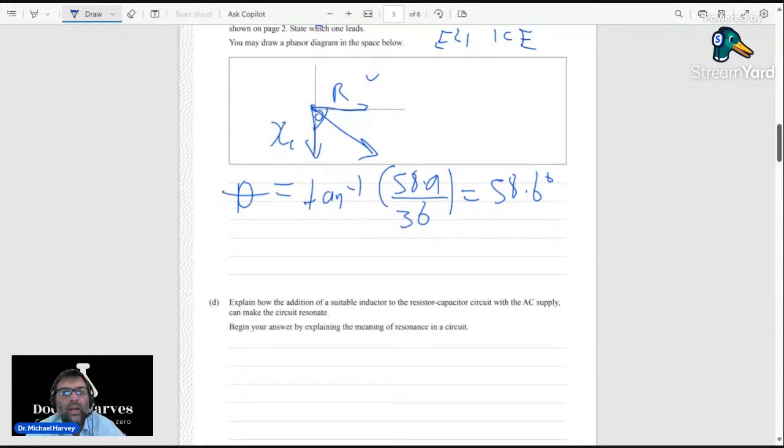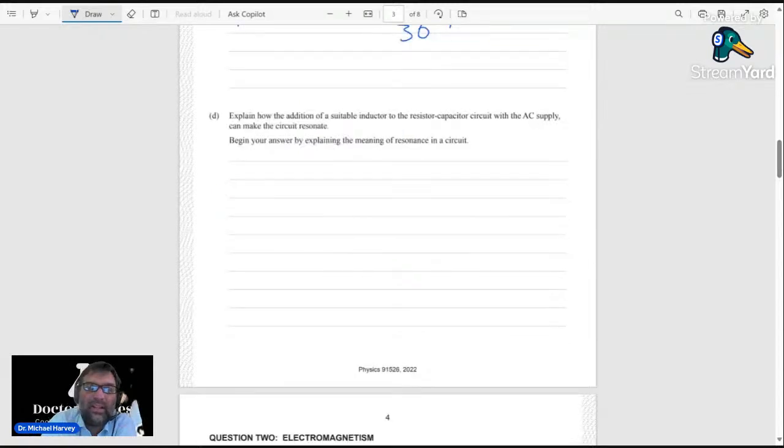Oh, there we go. Explain, suitable inductor. We've already mentioned it, so we've got capacitors to start off with. Explain how the addition of a suitable inductor to the resistor capacitor circuit of the AC supply can make the circuit resonate. Okay, so resonance, that's always nice. Begin your answer by explaining what resonance is.